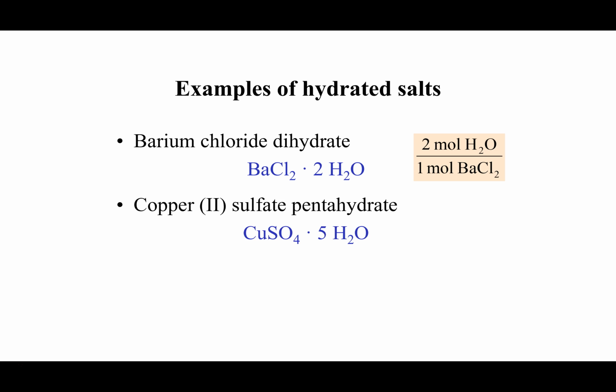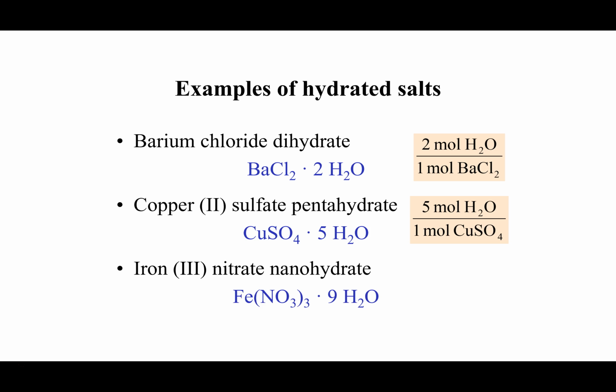Copper 2 sulfate has 5 waters of hydration. So we're going to work different types of problems associated with hydrated salts, and we're going to use this to our advantage from the formula for a hydrated salt. In this case, we know that for every 1 mole of the anhydrous, we've got 5 moles of waters of hydration. Iron 3 nitrate has 9 waters of hydration.